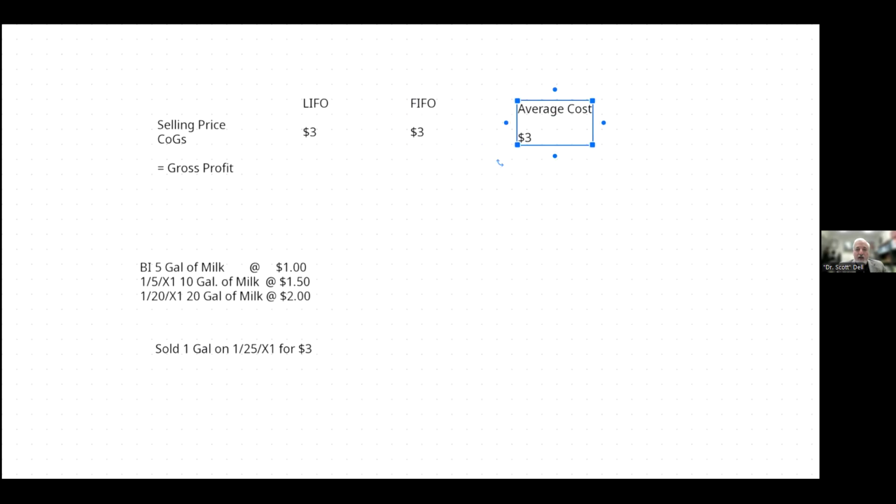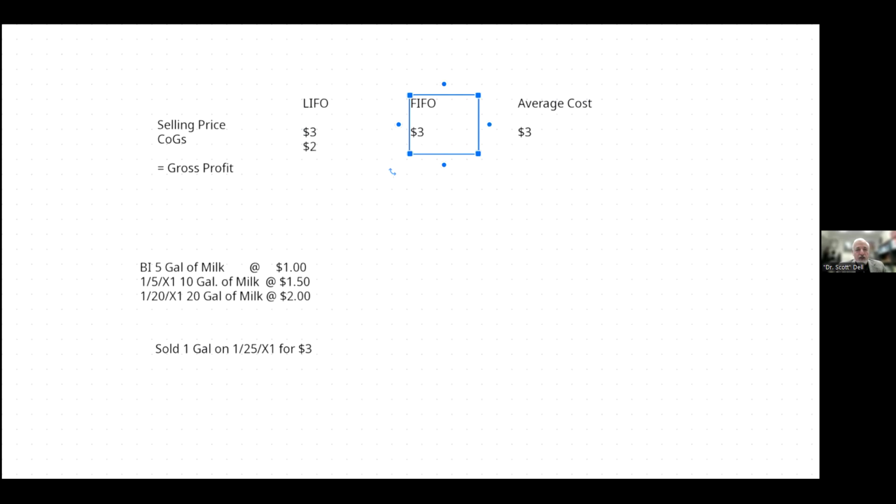So when we sell on a last in, first out basis, we're going to sell the last gallon that we got. So there's our $2 gallon. I'm going to go ahead and put $2 in here for our cost of goods sold. And on a first in, first out basis, I have to figure out which one I sold. So the first one that was already there was the beginning inventory of $1. I'll get to average cost in a while.